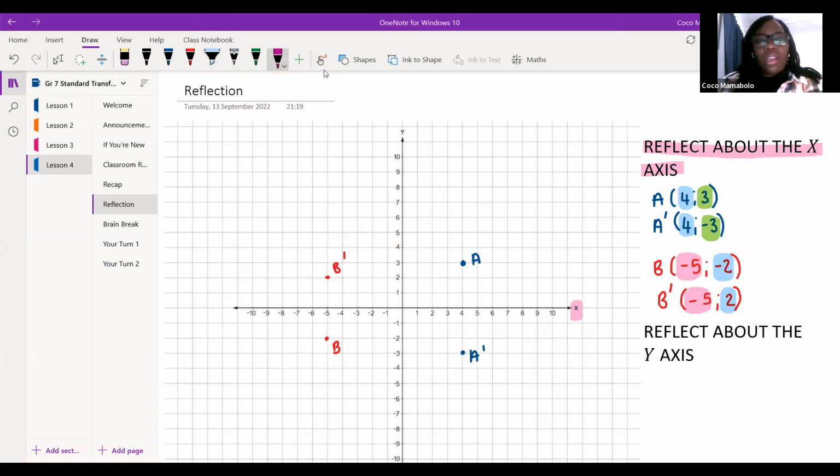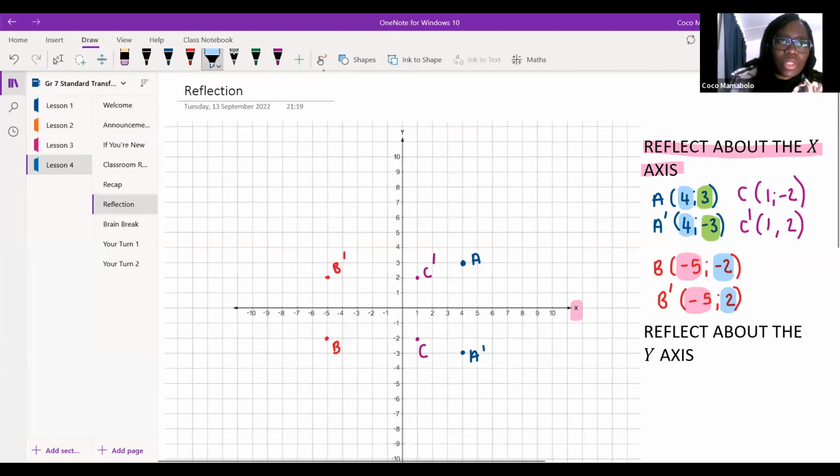All right, let's do one more. Okay, and guys, I'm not very worried about the coordinates because you guys can find coordinates. I know you can. I've seen you do it. Just tell me, if this is C, and I know that my coordinates for C are 1 and -2, C prime over here is going to be 1 and 2. Tell me in the chat, guys, what is the same, what is different?